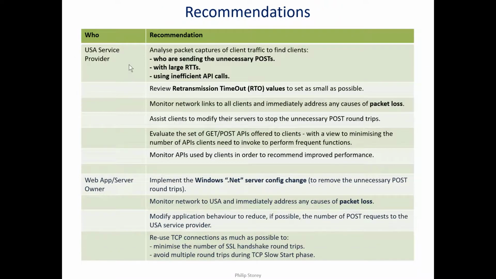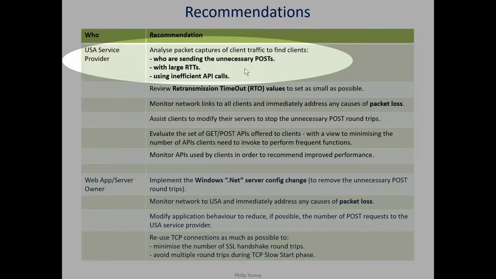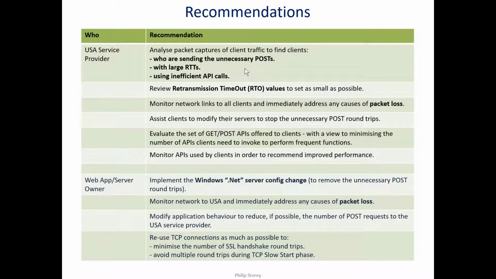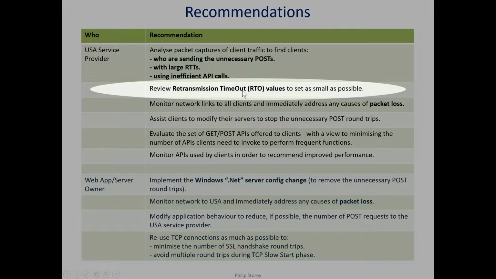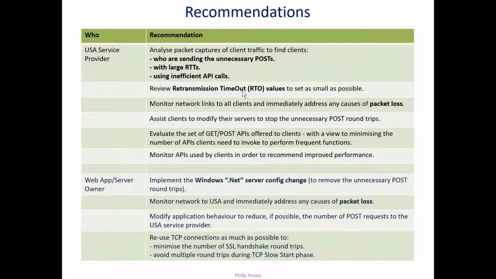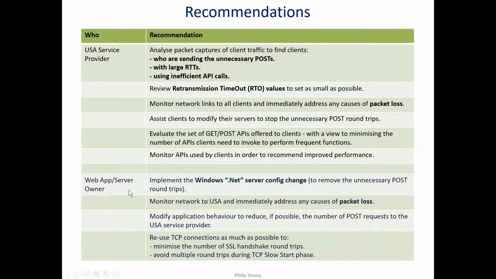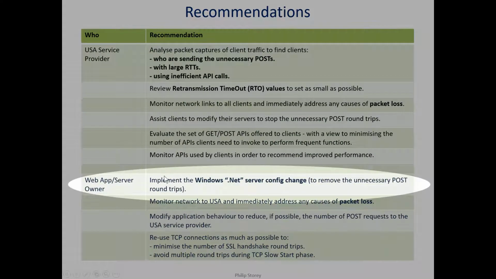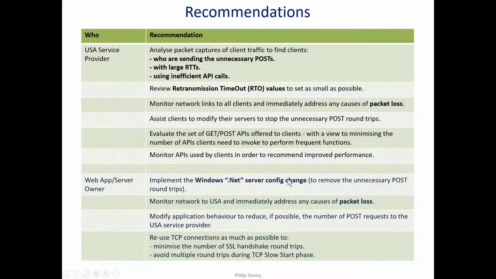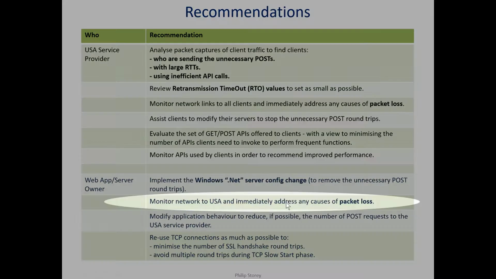So that leads to some recommendations that we could make to the US service provider. We know that one of their customers has been experiencing this problem of unnecessary transactions associated with posts. So how many other customers might be affected by the same thing? And the retransmission timeout value of a full second, depending on how often those retransmission timeouts occur, that could be a big deal. Packet loss in this environment is a much bigger deal than we normally expect it to be. And a recommendation to the app server owner would be to make the Windows .NET server change and get rid of those unnecessary round trips, which we did. And again, packet loss is a much bigger deal.